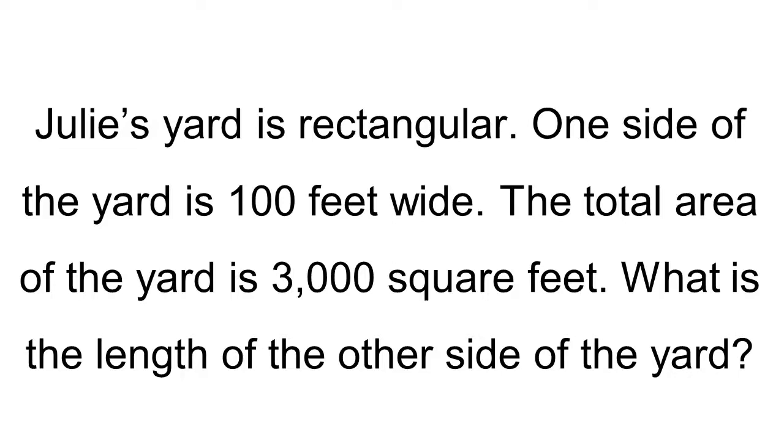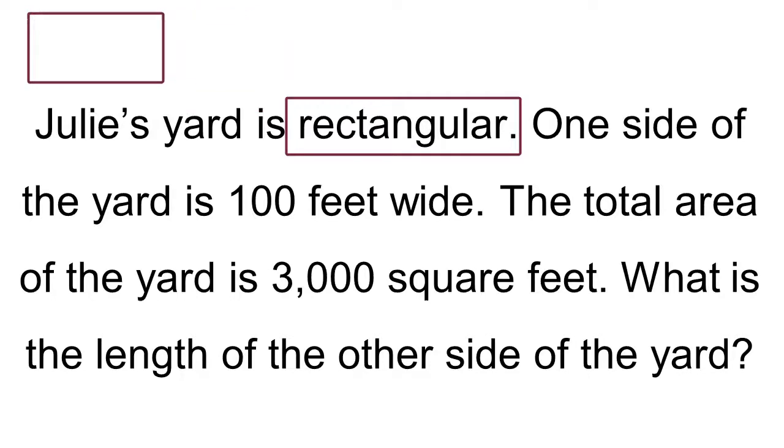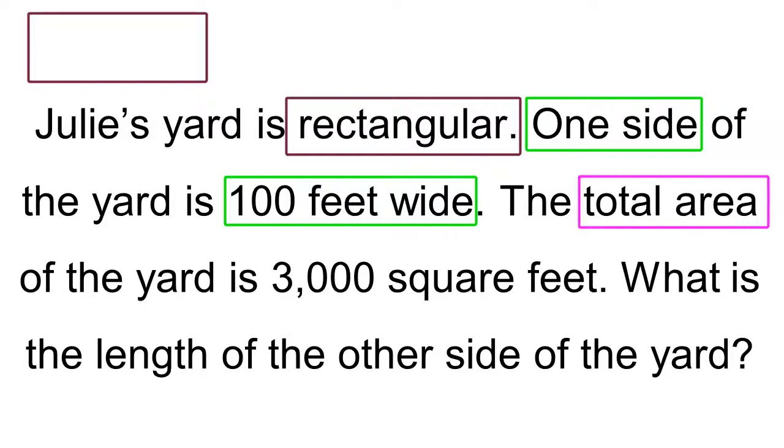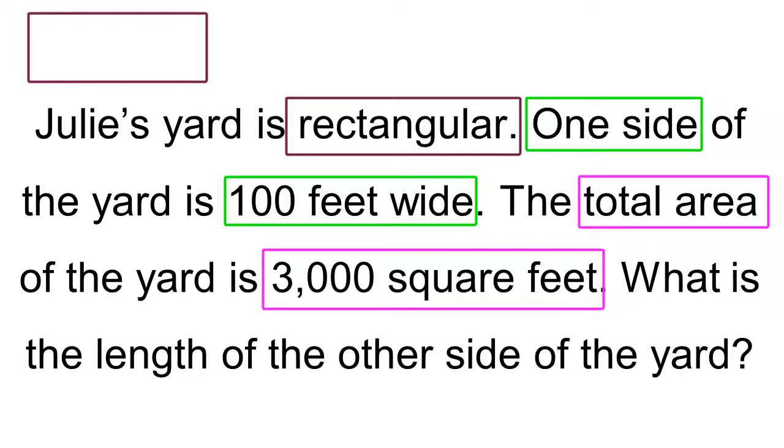All right, so we know that Julie's yard is a rectangle, okay? So her yard is a rectangle. We'll put that up here. One side of her yard is 100 feet wide, okay? So we've got one side that's 100 feet wide. And then another important part is going to be the total area is 3,000 square feet. So the total area of the yard is 3,000 square feet.